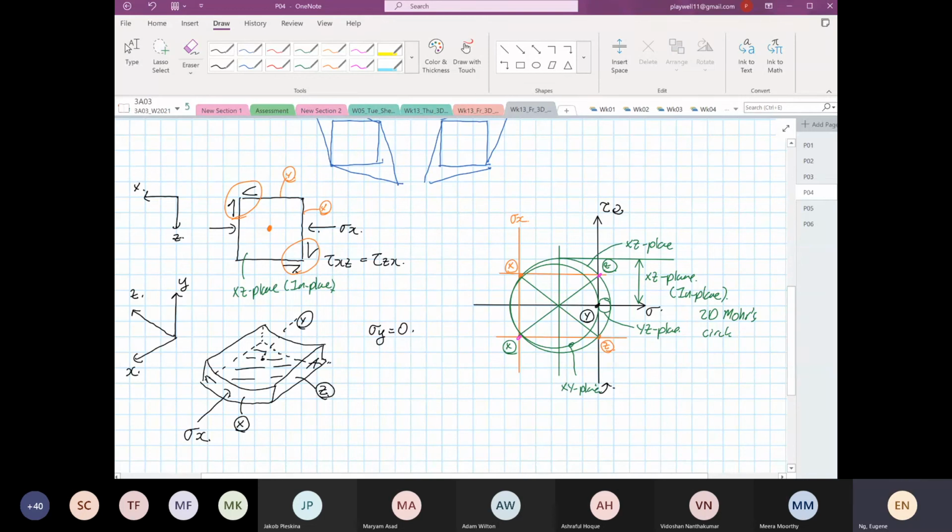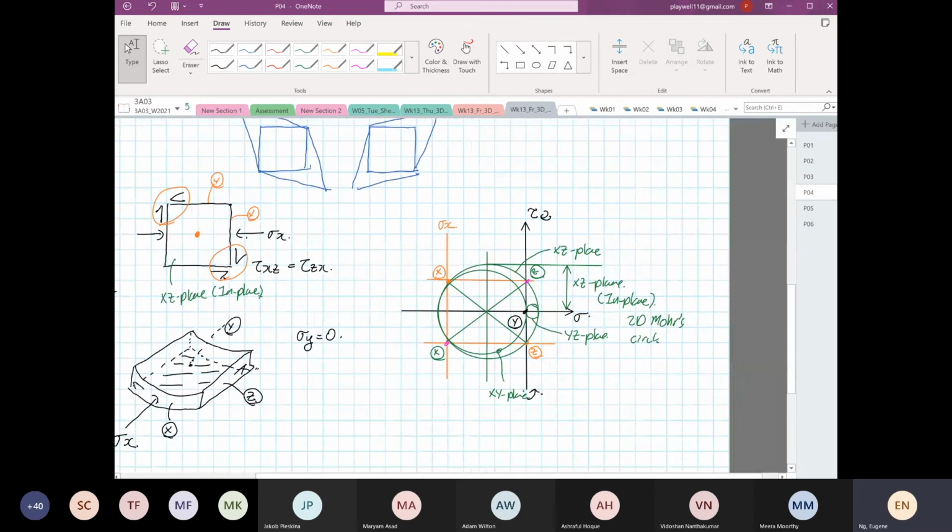So the exact plane is the one that has the tau max. Now once you know the tau max, the formula to use is tau max equals normal stress max minus normal stress mean, divided by 2. Okay, from here, I'm so short of time. I have another page to write. The longest I'll go is 4:30, because the rest is math already.